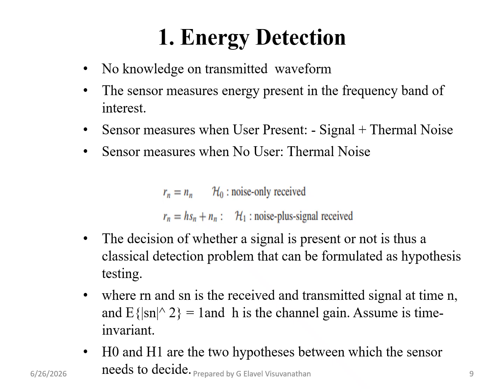Detection of whether a signal is present or not is thus a classical detection problem that can be formulated in terms of hypothesis testing. H0 and H1 are the two hypotheses between which the sensor needs to detect.